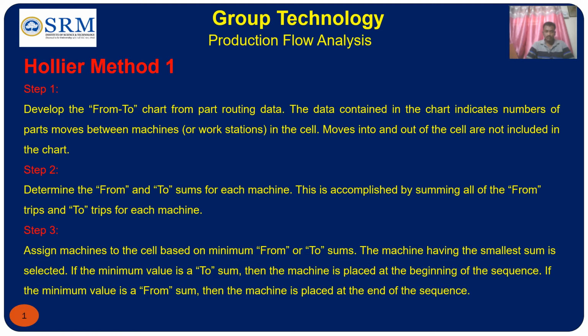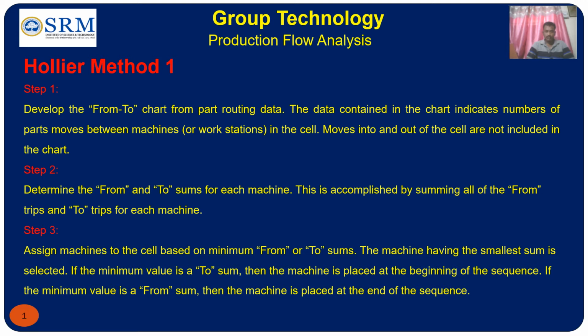Step 2 is to determine the from-to sums for each machine. This is accomplished by summing all the from trips and to trips for each machine. As we did in the previous case with the part incidence matrix, here we have to go for a from-to chart, from which part number 1 goes from which machine to which machine, like that. Okay, we have to develop a from-to chart. This is the base for the Whole Year method, whereas in the previous case we went for a part incidence matrix. Here we have to develop a from-to chart.